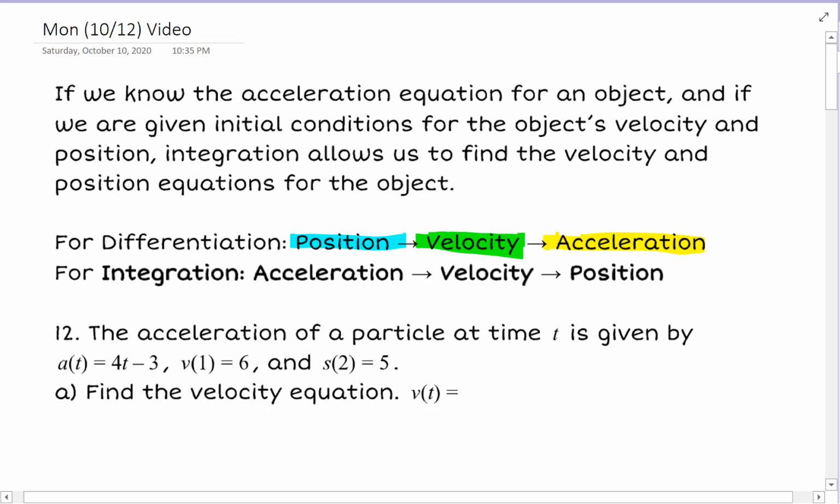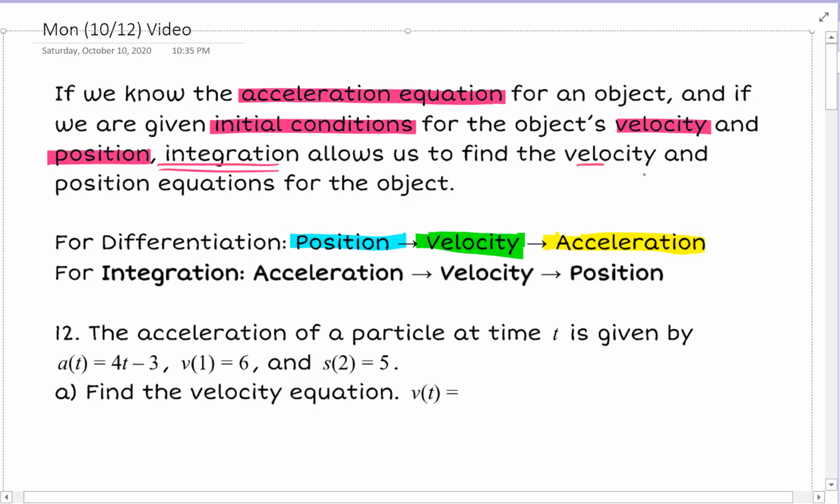If we know the acceleration equation for an object, and if we are given initial conditions for the object's velocity and position, integration allows us to find the velocity and position equations for the object. So remember that for differentiation, the derivative of the position function is the velocity function, and the derivative of the velocity function is the acceleration function.